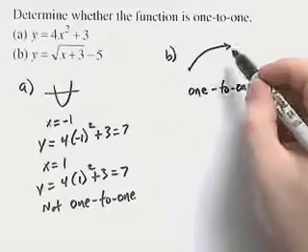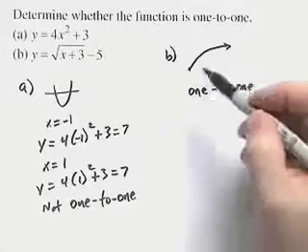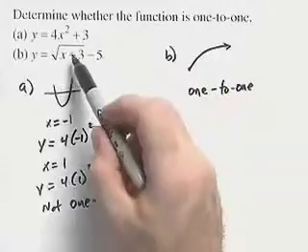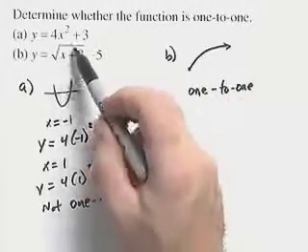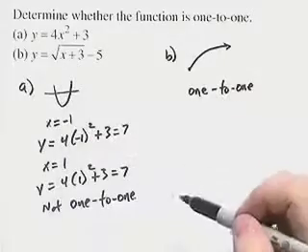You could plug in different values, and you would see that for each x value that you put in, you're only going to get one value out of the square root. You get the principal square root. And so again, we'd see it's one-to-one.